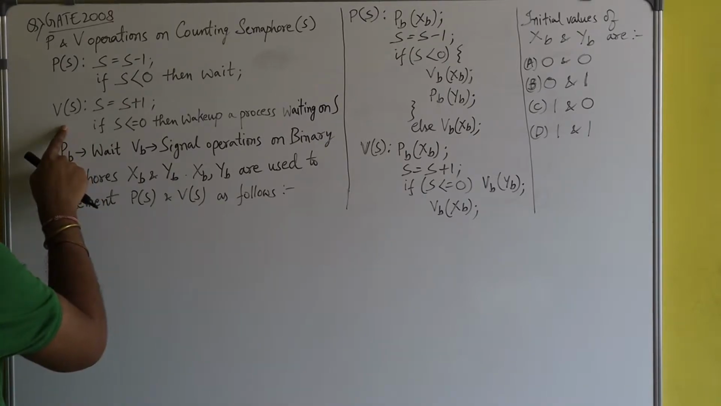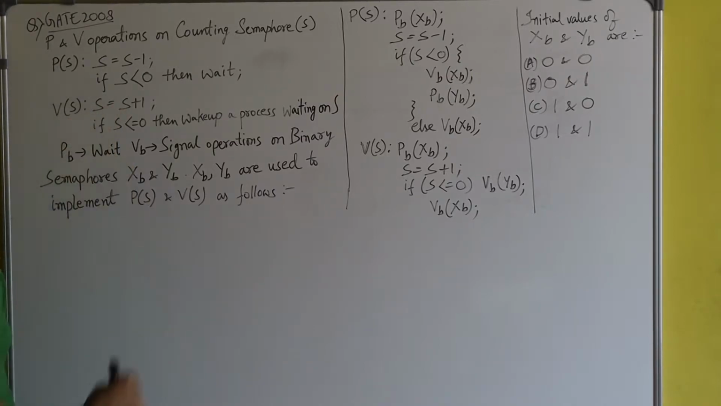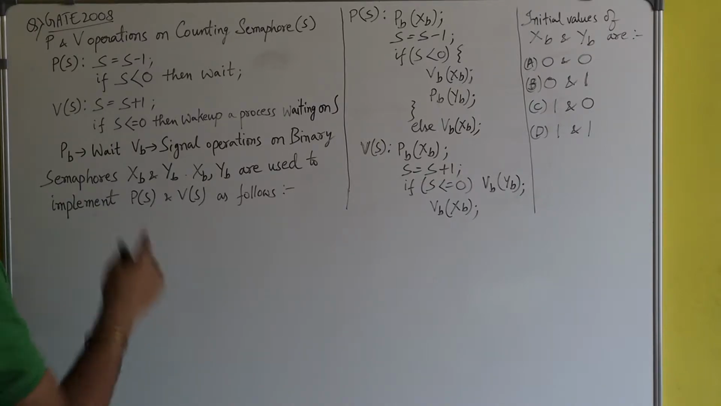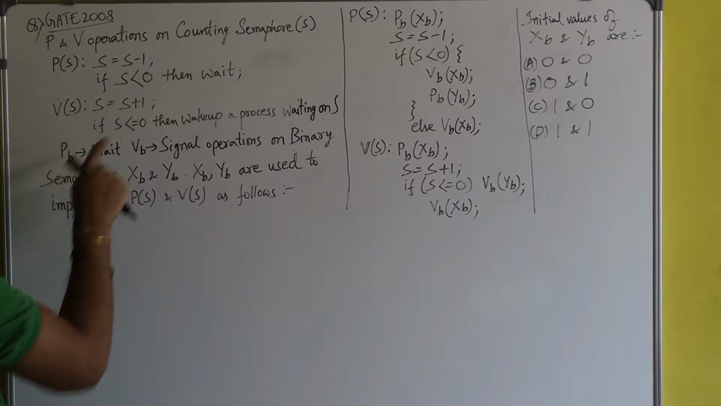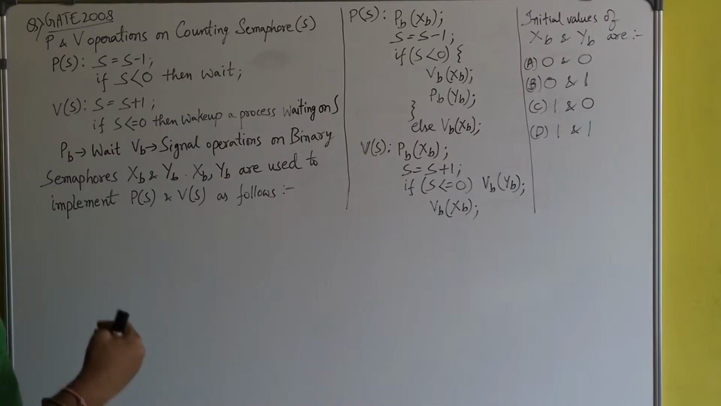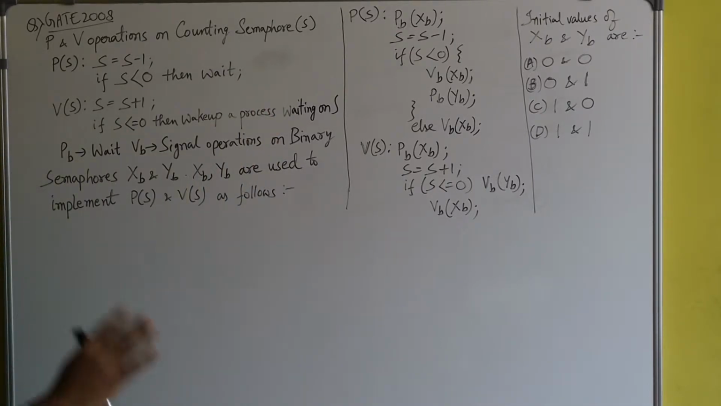And V of S is a signal operation on the semaphore S: S is equal to S plus 1. So what happens in the signal operation? The value of the semaphore gets incremented by 1, and if S is less than or equal to 0, then the process which is leaving the critical section will wake up a process already present in the blocking queue. I've already explained all these things, so I'm not getting into the detail of counting semaphore.